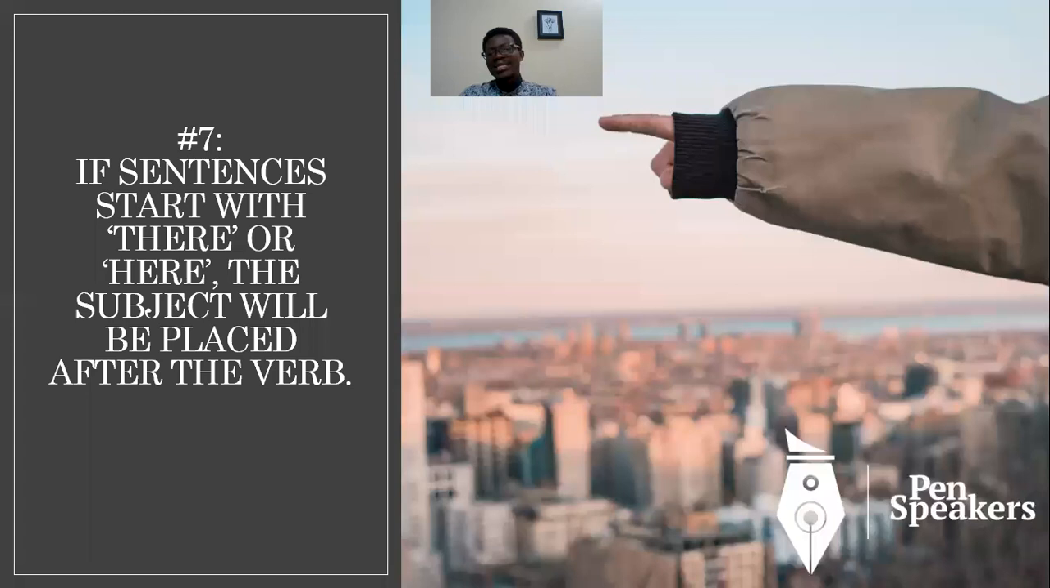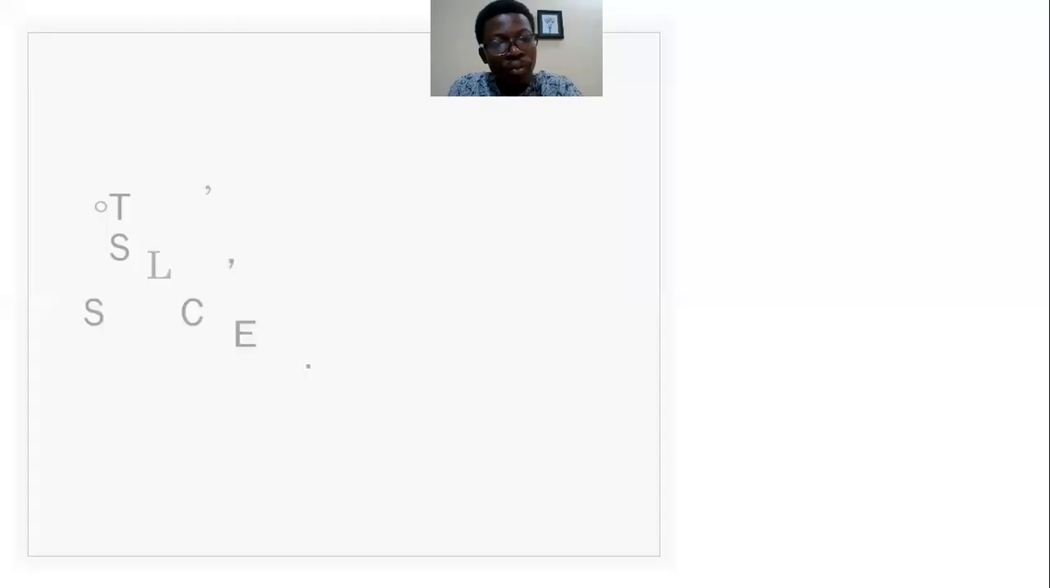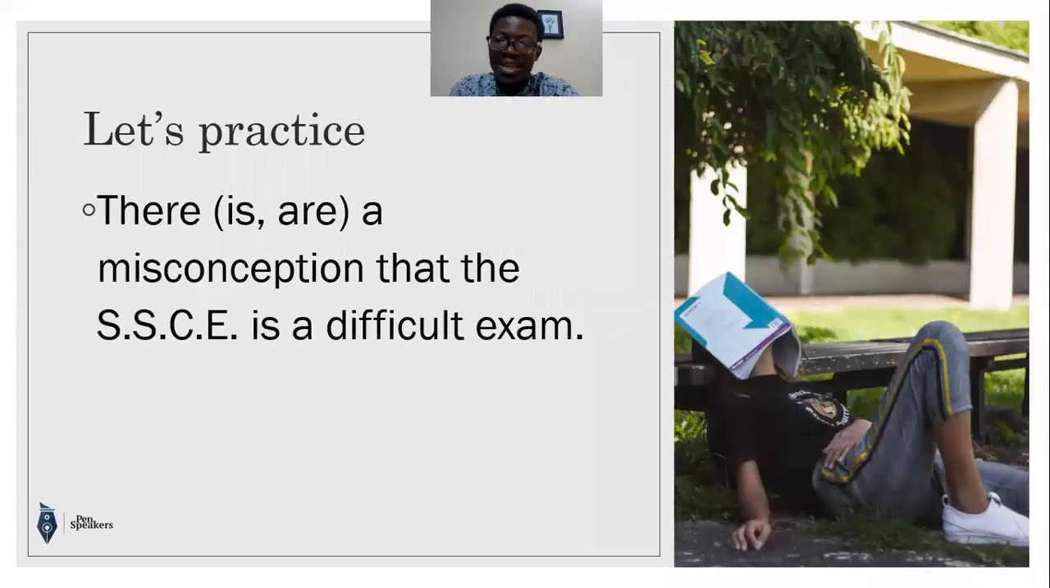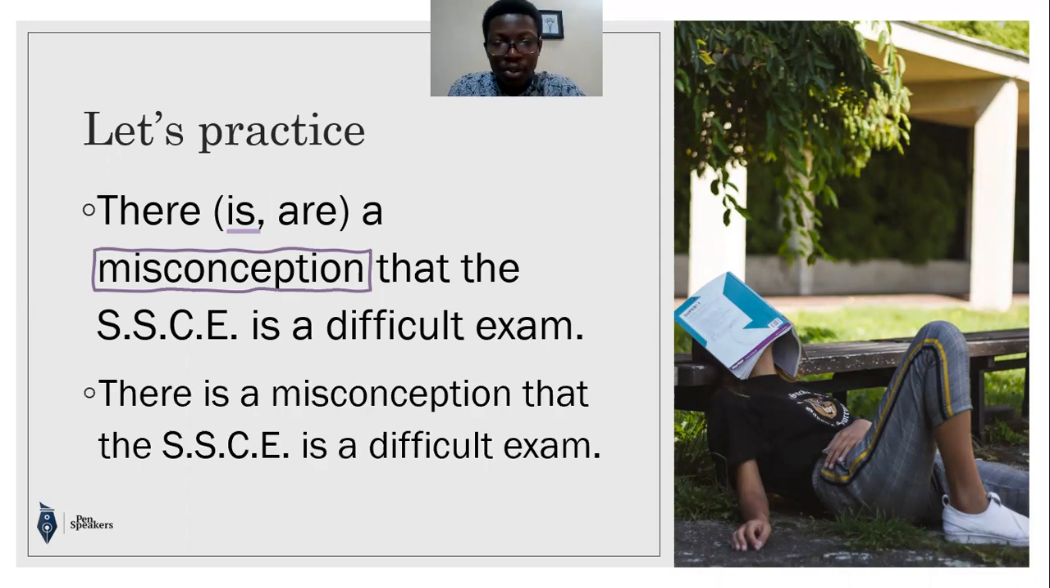Now, trick number 7 says, if sentences start with there or here, the subject will be placed after the verb, meaning the verb will be mentioned first. So take a look at this example. There dash a misconception that the SSCE exam is a difficult exam. The subject in this sentence is misconception. That is the main theme that the sentence is about. That is what we're referring to. Misconception is a singular subject, so it'll take the singular verb is. So there is a misconception that the SSCE exam is a difficult one.